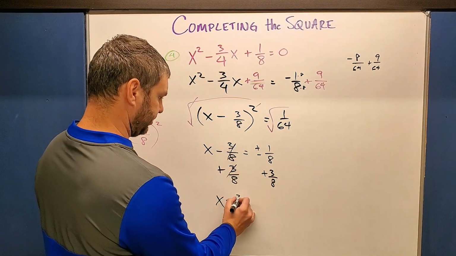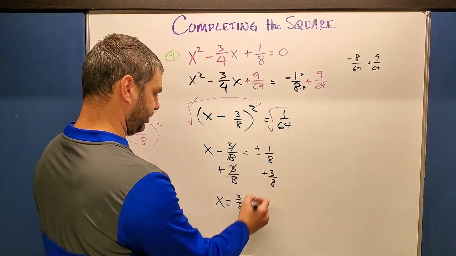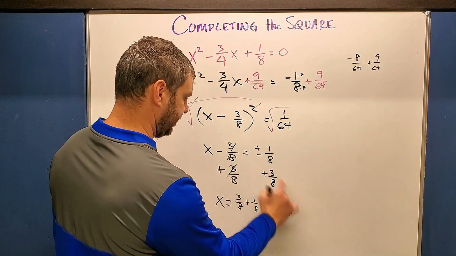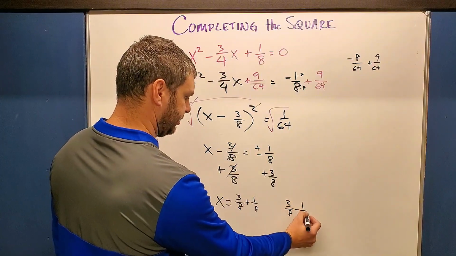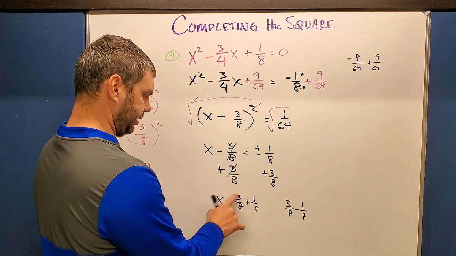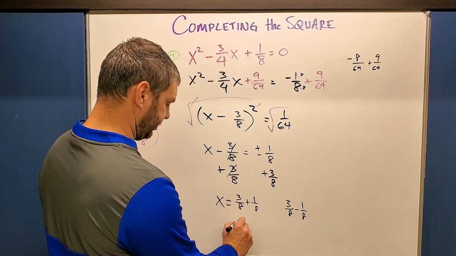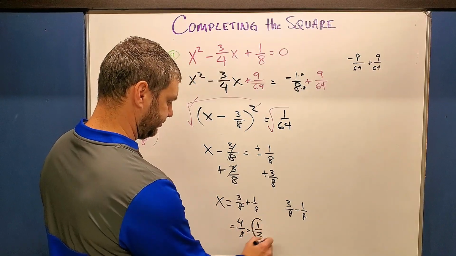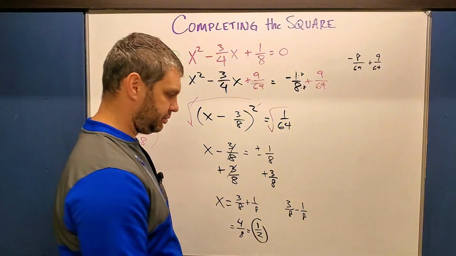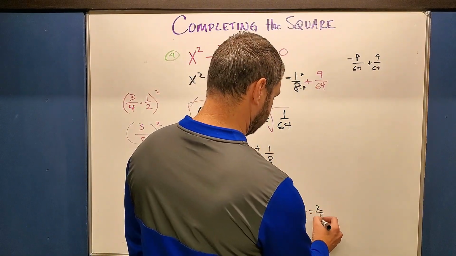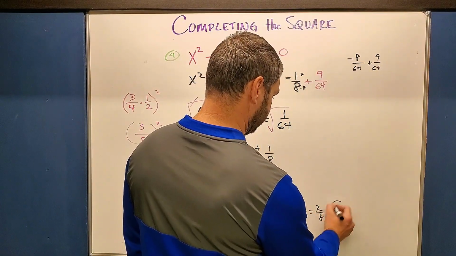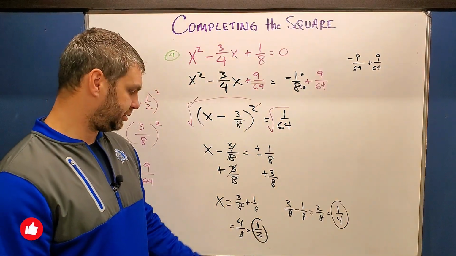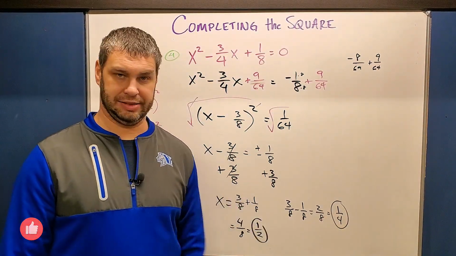Let's do it in two steps. 3/8 plus 1/8 and 3/8 minus 1/8. Well, 3 plus 1 is 4/8. These are all equal, by the way, which is 1/2. And on the other side, 3 minus 1 is 2/8, which, of course, is 1/4. So the answers for this ugly looking problem here turn out to be 1/2 and 1/4.